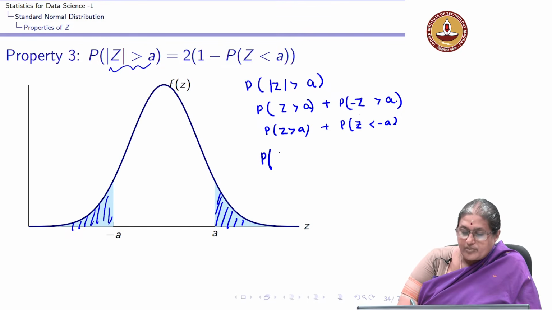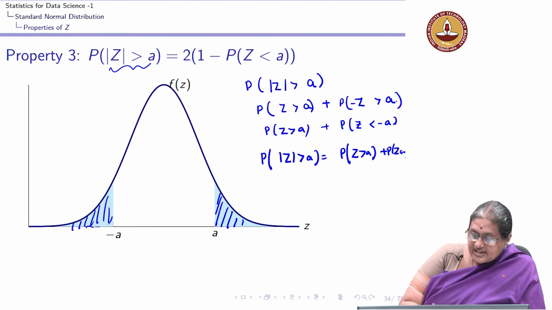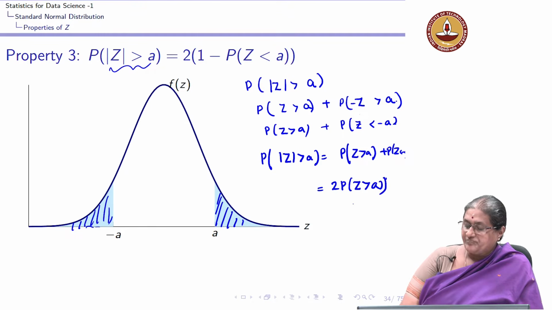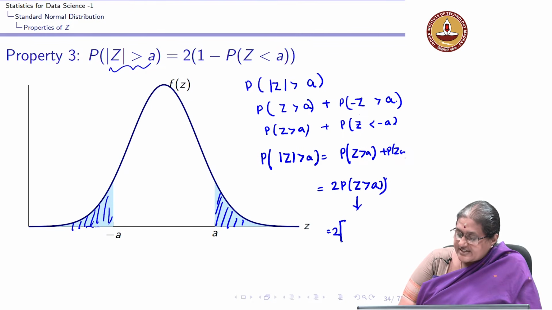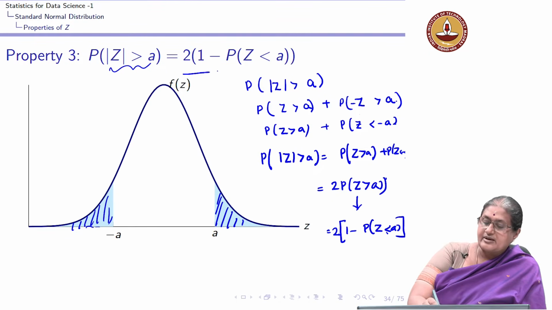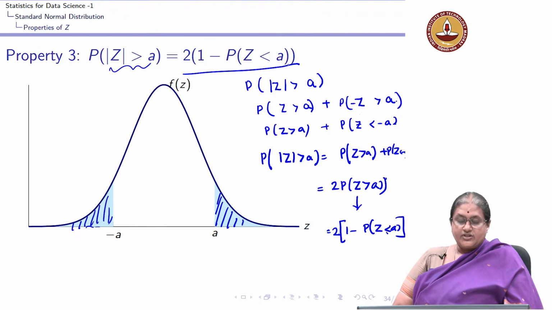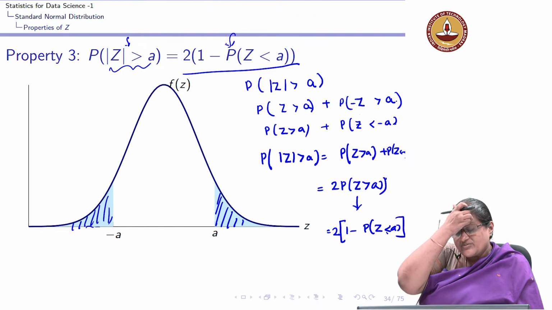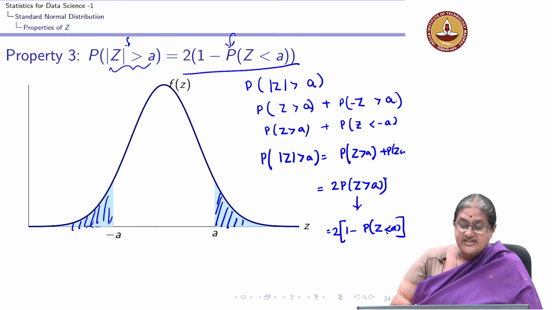So, I know that probability mod z is greater than a is the same as probability z is greater than a plus probability z is less than minus a. Again, these two are the same, so I can write this as 2 times probability z is greater than a. I know probability z is greater than a is the same as 1 minus probability z is less than a, which establishes this identity. In other words, probability mod z is greater than a is 2 times (1 minus probability z is less than a).